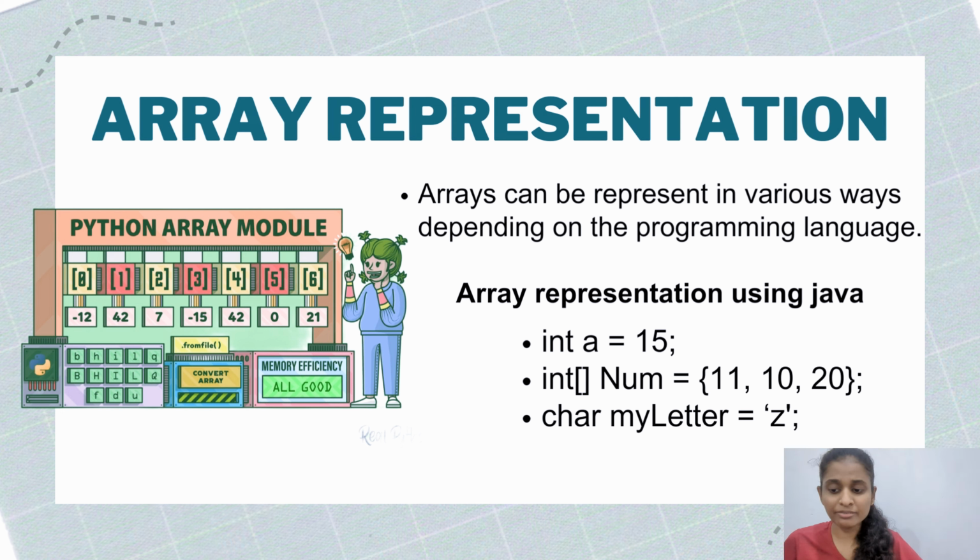Arrays can be declared in different ways depending on the programming language. But in Java, one common way to declare an array is by specifying the data type, followed by square brackets and the array name. For instance, this declares an array called num that can hold 10 integer values. This array is initialized with the capacity to store 10 integers, although the actual values would need to be added later.